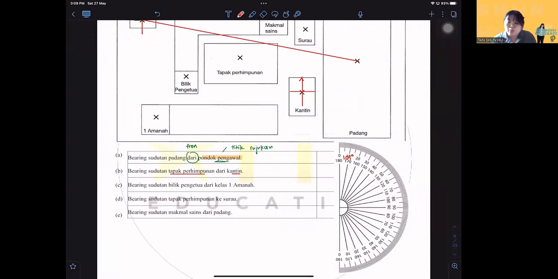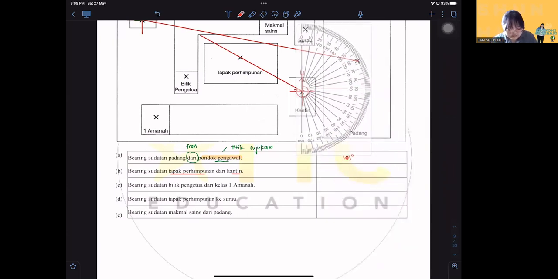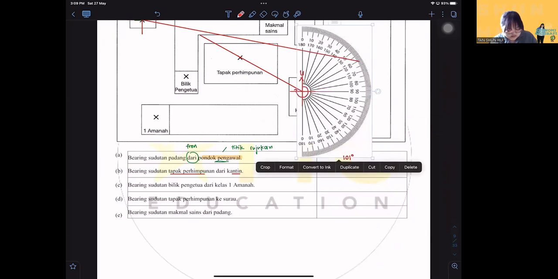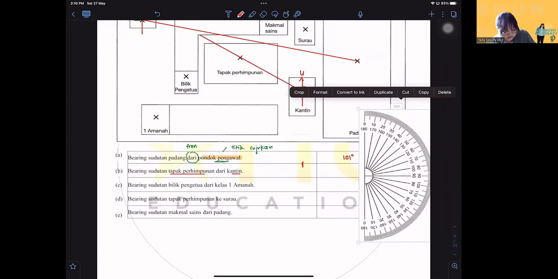And then I'm going to measure to where? Tapak perhimpunan. Draw a line to tapak perhimpunan. Now, how to measure? Remember, I always measure from what? Utara, clockwise. Right? But you realize, my ruler can only measure until here. How? Then you got to mark it out.